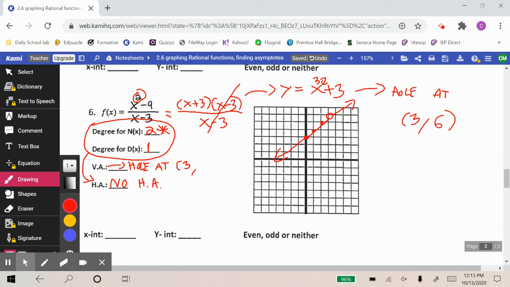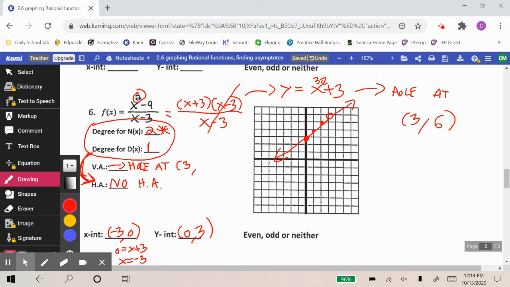All right. So the main thing here is that if the degree is bigger up top, there's no HA. Okay, and the x-intercept, if we set y equal to 0, you would have 0 equals x plus 3. So we're going to wind up getting negative 3. That's the x-intercept. For the y-intercept, you just plug 0 in for x, so you get y equals 0 plus 3. So this would be (0, 3), which is what we have right here.